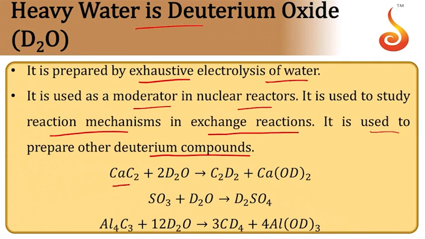So calcium carbide plus heavy water gives C2D2. If you take water, you are going to get C2H2. So the reactions are similar in nature. SO3 will form D2SO4, and aluminum carbide gives rise to CD4 plus Al(OD)3. So these reactions are exactly the same as those of water molecules.